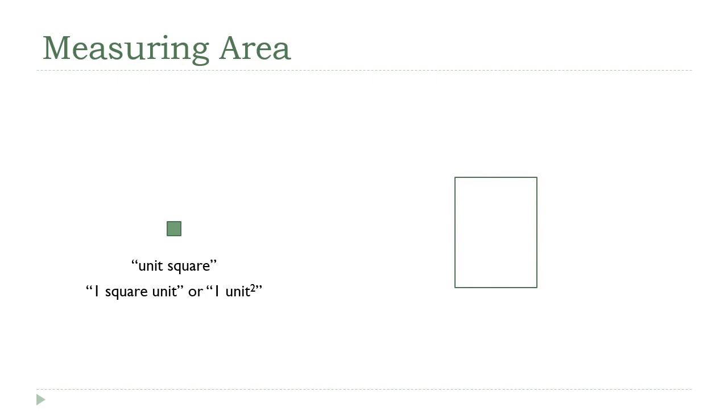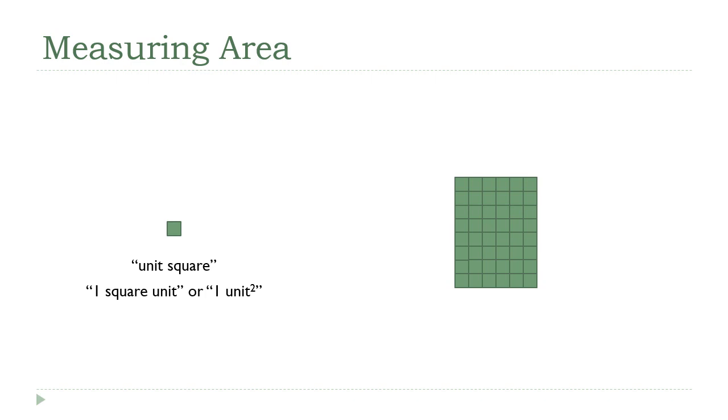So once we've got this kind of base shape, we can define the area of larger shapes to be the number of unit squares that it takes to cover it. So the area of this rectangle to the right here would be 48 square units, since it takes 48 unit squares to fill it in.